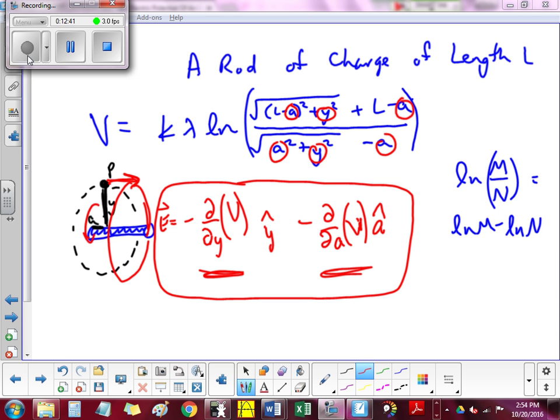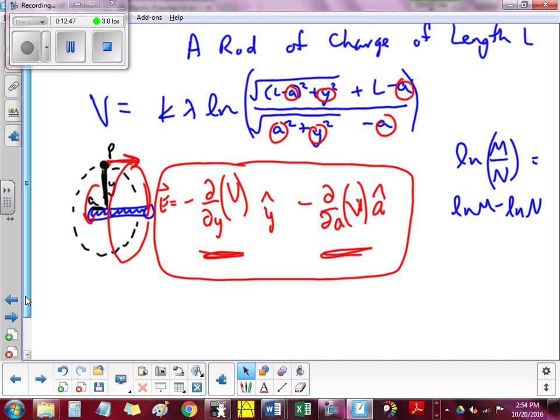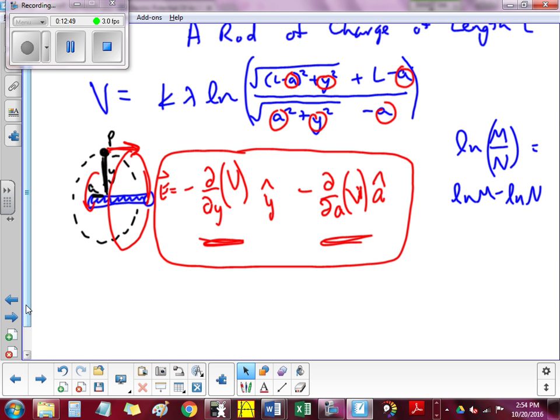Okay, so the bell was about to ring. So let's go ahead and finish what we were doing. The first time I go through, I'm going to derive as if y is my variable and a is a constant. That's what we call dV/dY. So that's this one. And then we're going to go through and treat a like the variable and y like a constant. That's called dV/dA. I should have said dV/dA.